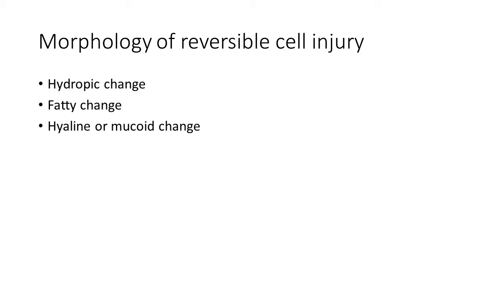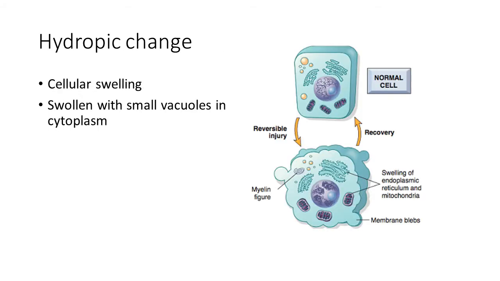The reversible cell injury includes hydropic change, fatty change, hyaline or mucoid change. First, we will discuss the hydropic change. Hydropic change is also known as cloudy swelling or vacuolar degeneration. It is caused due to intracellular accumulation of sodium and water.